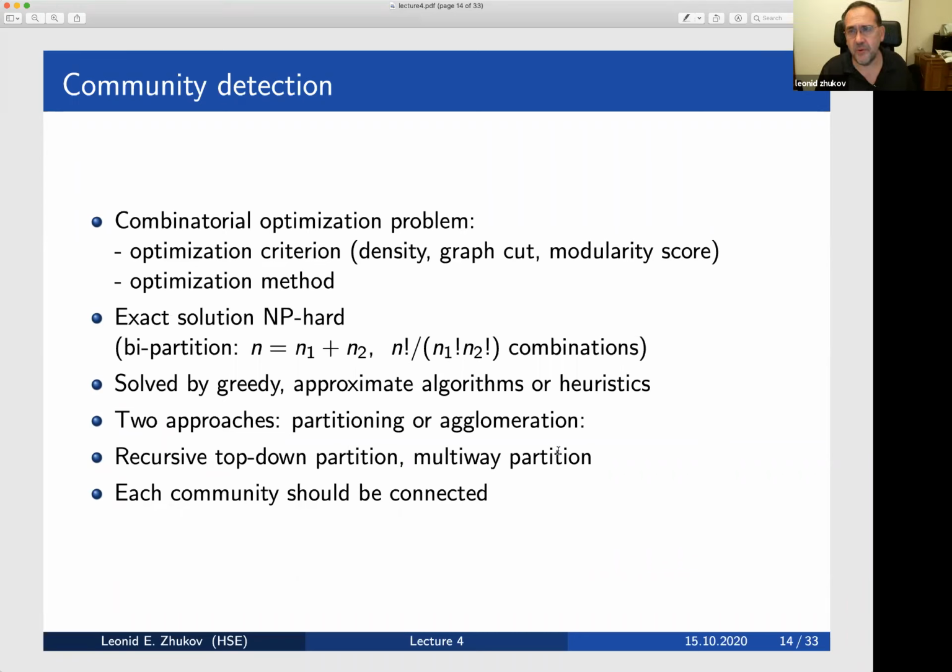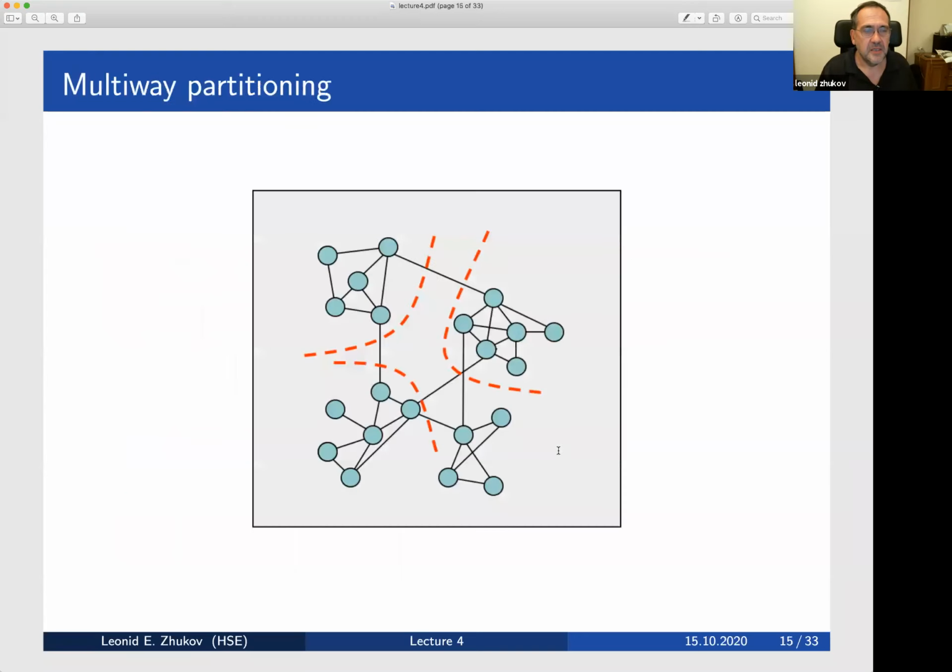one thing that we would want, of course, that we're expecting, is that each community should be connected. That's sort of obvious. So when we do this partitioning, we can actually do what's called multi-way partitioning, which is: here is a graph, let's just find all the cuts, and find all those groups right away. This does not work too well.